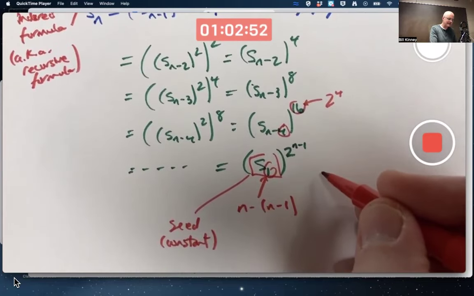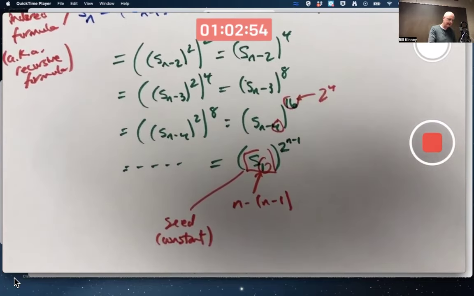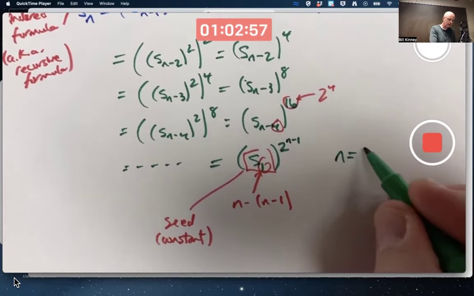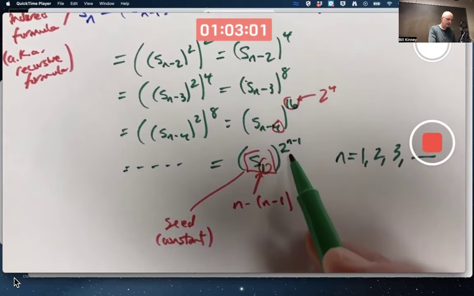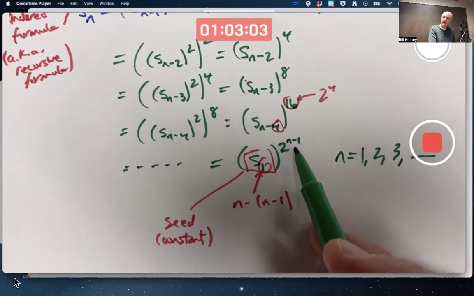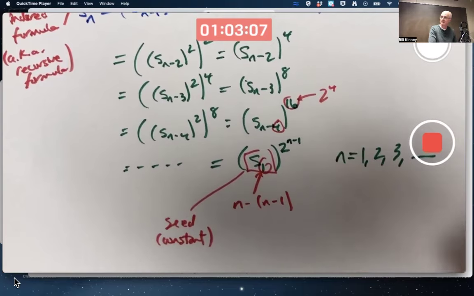That this is a direct formula, and it is for n equals 1, 2, 3, etc., including if n is 1 even. Because if n is 1, you get 2 to the 0 power there, which is 1. S1 to the first power is S1. You get S1, the seed.